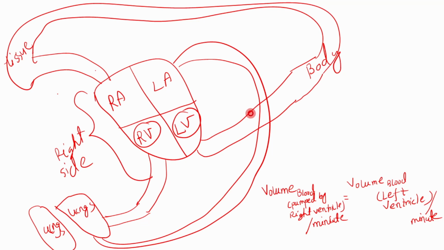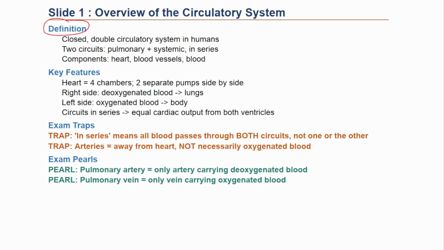Now that we have visualized this entire physiological mechanism evolving dynamically on our whiteboard, let us transition directly to our text and anchor these illustrated concepts to the exact keywords and definitions you will encounter on your exam. Starting off with the definition, humans possess a closed double circulatory system consisting of three interconnected components. First, the heart, which acts as a dual muscular pump, the blood vessels, which form the continuous conduits, and the blood, which serves as the fluid transport medium.